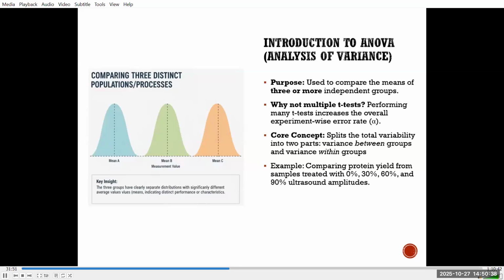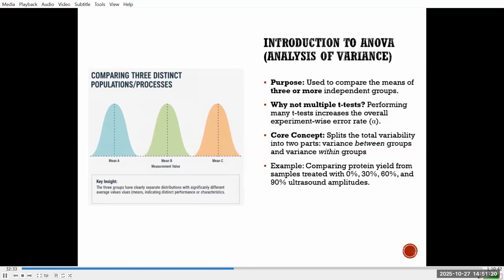When we have three or more groups, the t-test is not enough, because running multiple t-tests increases the chances of error. Hence ANOVA, the analysis of variance, comes in and compares all groups together. For example, comparing the protein yield at 30, 60 and 90% ultrasound amplitude. There are three different groups, 30%, 60% and 90%, so it cannot be statistically compared with the t-test.